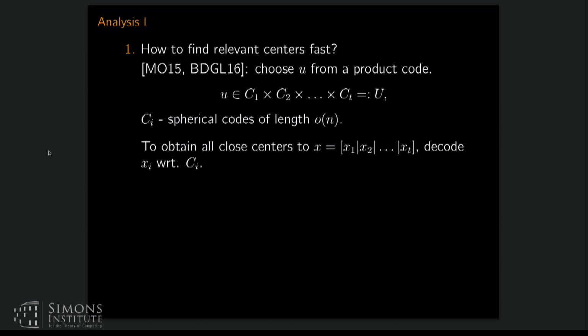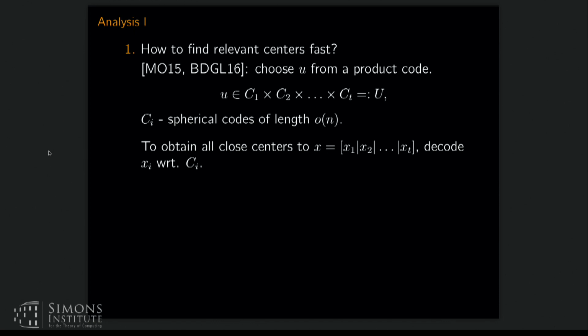So the way you do it is as follows. If you have an x, let's say an n-dimensional vector, and the way to find the u, which comes from a product code, is to decode first the first, let's say small o of n, let's say square root n coordinates with respect to this code, and this code has length square root n. So if it's a random code, it will cost you 2 to the square root n.